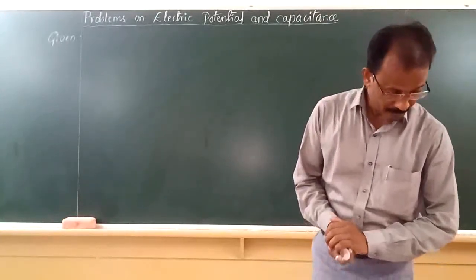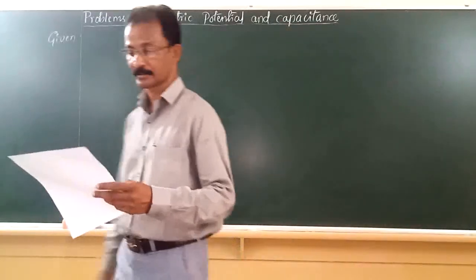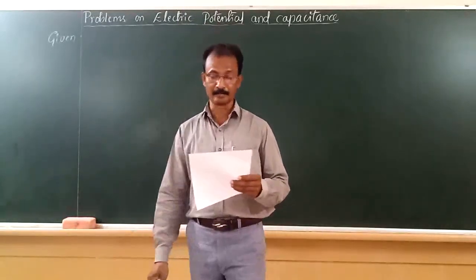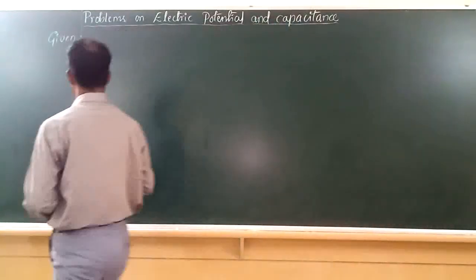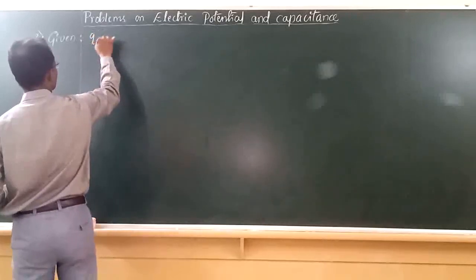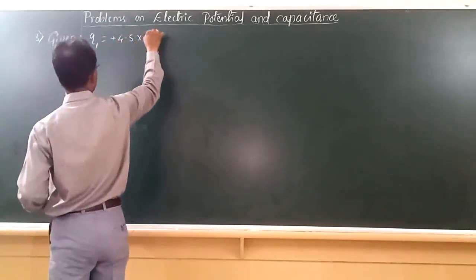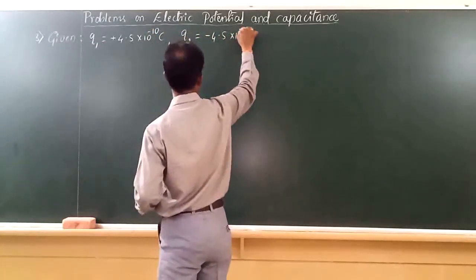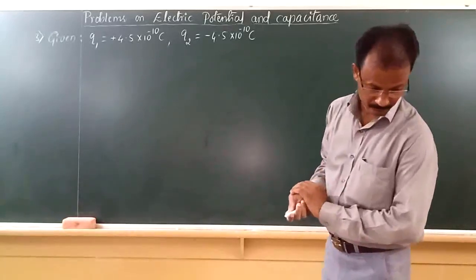Third problem. Point charges of plus 4.5 into 10 raised to minus 10 coulomb and minus 4.5 into 10 raised to minus 10 coulomb are placed at the corners A and B respectively of an equilateral triangle ABC of side 1 meter. Calculate the electric potential at the corner C. Here two charges are given. Q1 is plus 4.5 into 10 raised to minus 10 coulomb and Q2 is equal to minus 4.5 into 10 raised to minus 10 coulomb. They are placed at the corners A and B of an equilateral triangle of side 1 meter.